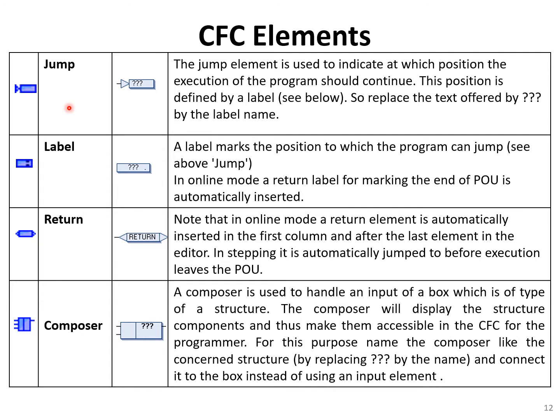Then we have jump. The jump element is used to indicate at which position the execution of the program should continue. This position is defined by a label, see below, to replace the text offered by question mark by the label name. A label marks the position to which the program can jump. In online mode, a return label for marking the end of POU or Program Organization Unit is automatically inserted. It's very similar to the jump and label we used before in ladder logic program.